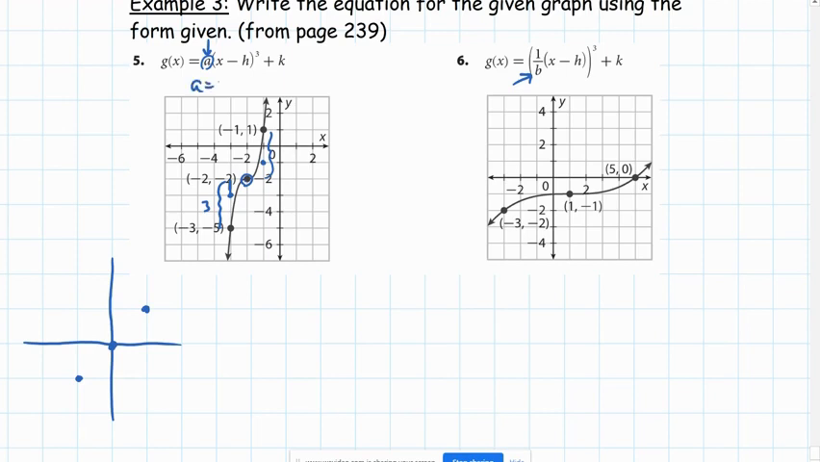So a equals 3. And then the origin has also been shifted left 2 and down 2. That means h equals -2 and k equals -2. And so our equation is going to be g of x equals, we said our vertical stretch is by 3, so 3 times (x plus 2) cubed minus 2.